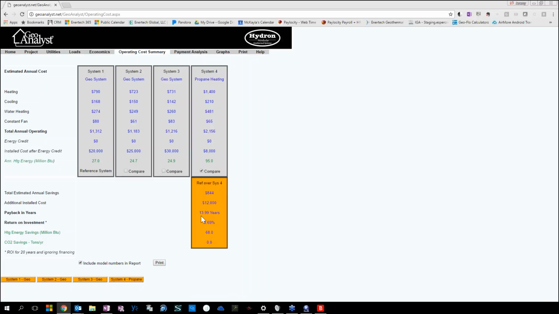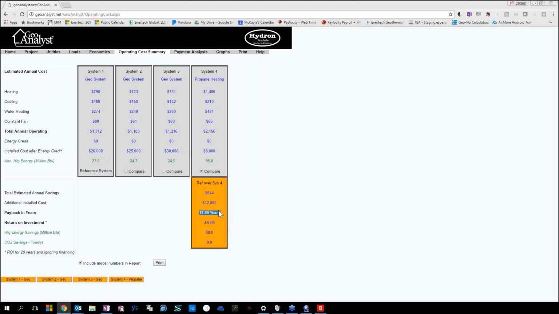Now we've got a propane system here as the 4th column, and the op cost for the propane system is $2,156. In 13.99 years, you would get your payback with no incentives. So that is no rebates, no credits, nothing.